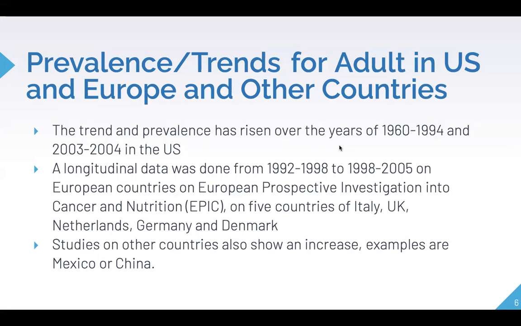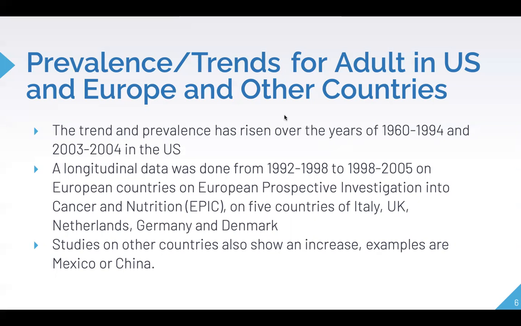Then this slide is about the prevalence and trends for adults in the US and Europe and other countries. Let me preface that this article's research is mostly done in US and Europe. So a small amount of research is done for other countries. The trend and prevalence have risen for both US and Europe and other countries. For example, in the US, from 1960 to 1994, the overweight was around 31%, and obesity jumped from 13% to 23%, bringing the prevalence of overweight and obesity to 55%. And then from 2003 to 2004, obesity rose to 32%.